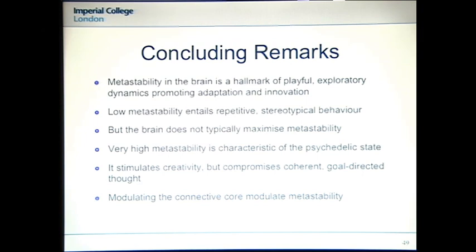But you don't want to be in this very highly metastable state all the time, because, you know, there are people like that in California, right? It stimulates creativity, but it does compromise coherent, goal-directed thought. And in our model, we can reproduce this kind of thing: modulating the connective core in our model does modulate metastability in the same kinds of ways. Okay, so I'll stop there. Thank you.